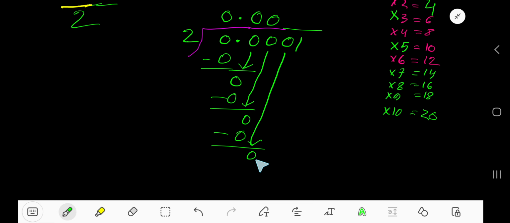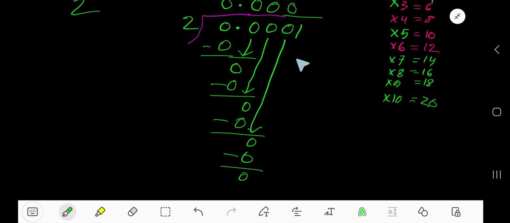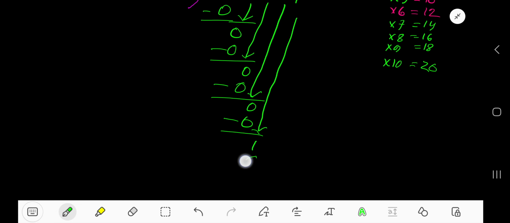2 goes into this 0 how many times? 0 times. 0 times 2, 0. If you subtract, 0. Bring down this 1. 2 goes into 1 how many times? As 1 is less than 2, so 0 times. 0 times 2, 0. Subtract, 1.